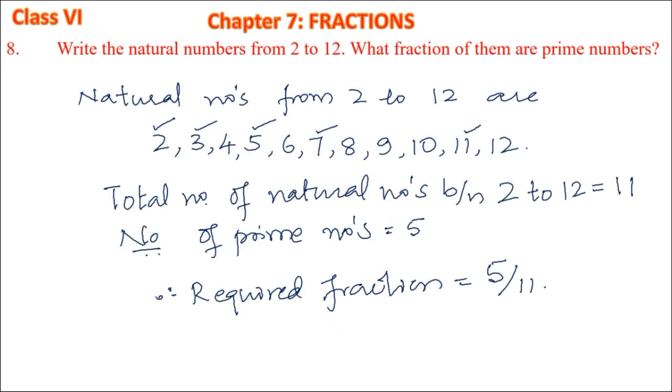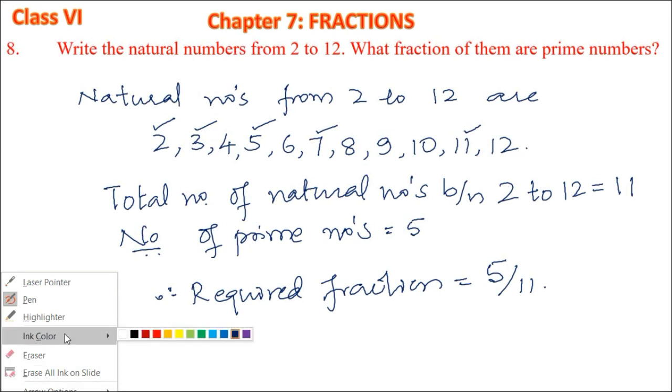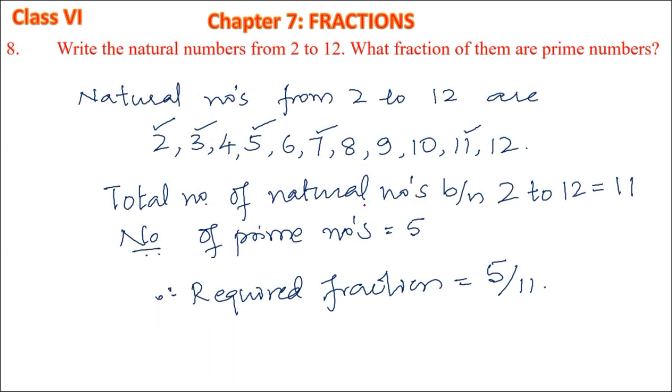In question 8 also there was a mistake. I need to rectify this. It's total number of natural numbers. It's not between, it is from 2 to 12. There are 11. You count them, there are 11. Among them, the prime numbers are 5, so the required fraction is 5 by 11.